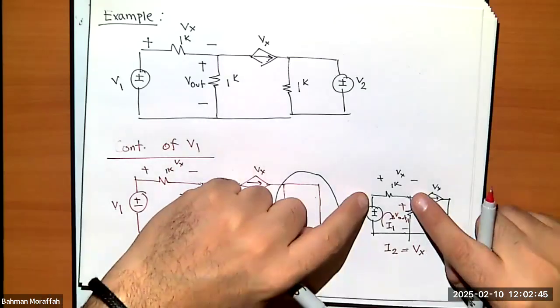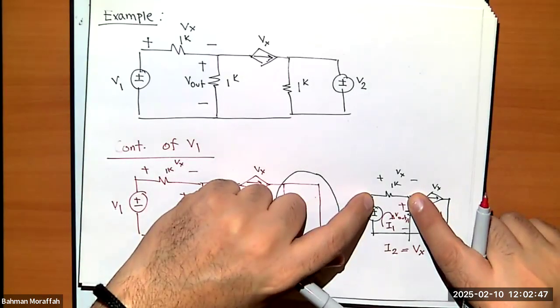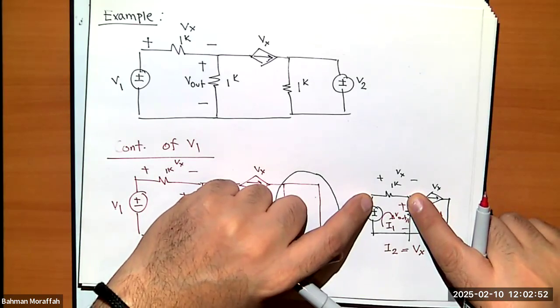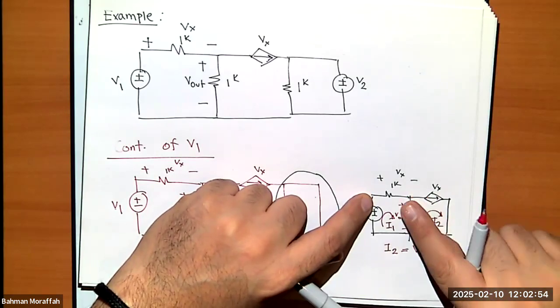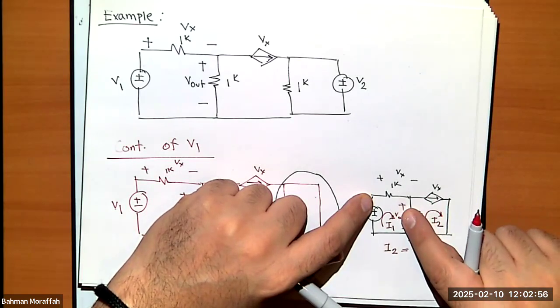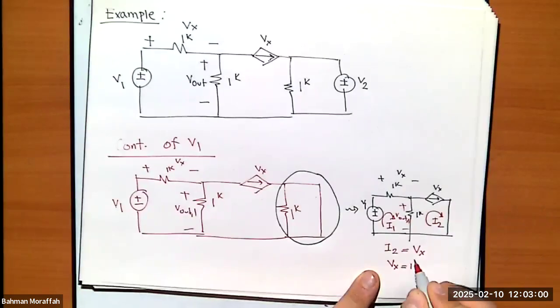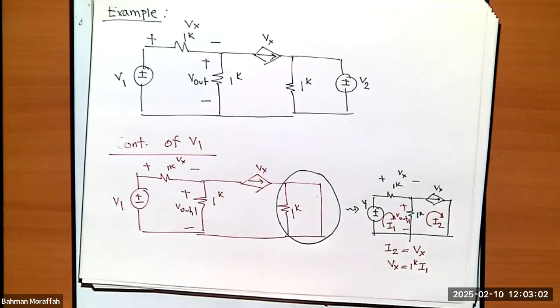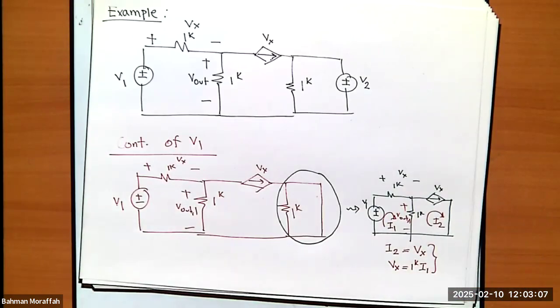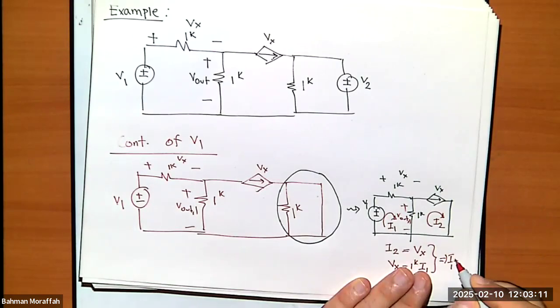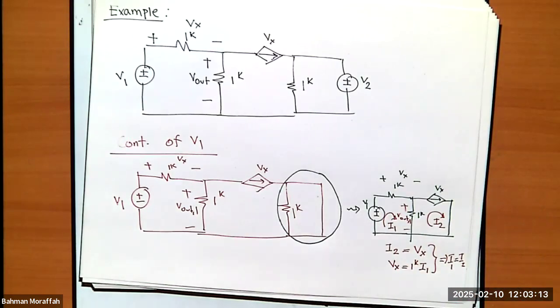But what is Vx? Vx is voltage across this. What is it in terms of I1? It's 1K times I1, right? So I know Vx is 1K times I1. What does this tell me? It tells me I1 is exactly the same as I2. Right?